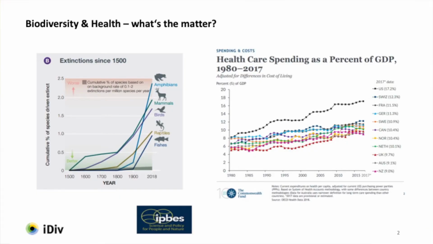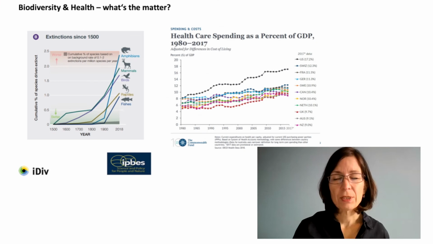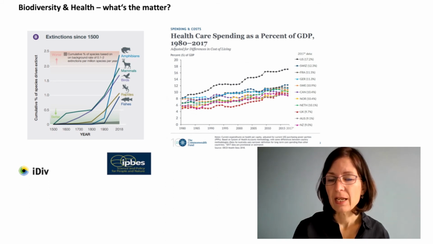Biodiversity and health, what's the matter? At the moment, we're experiencing a biodiversity crisis with extinction rates 100 times higher than normal background rates. At the same time, we're experiencing a health crisis with rising health spendings, with up to 11 or more percent of GDP being spent on healthcare. And we do know that at least 70% of all illnesses are attributable to non-communicable diseases, which is cardiovascular diseases and mental ill health.